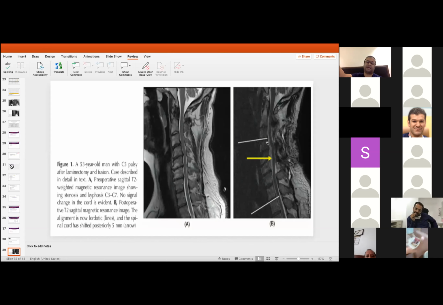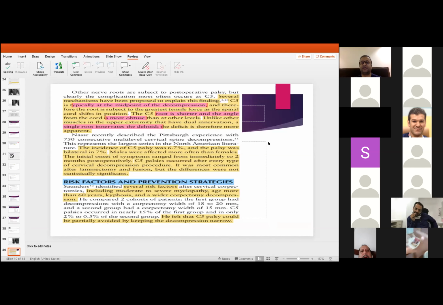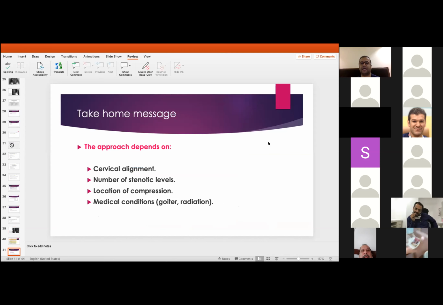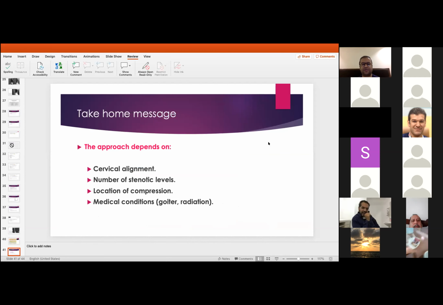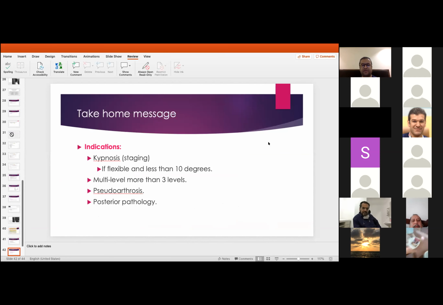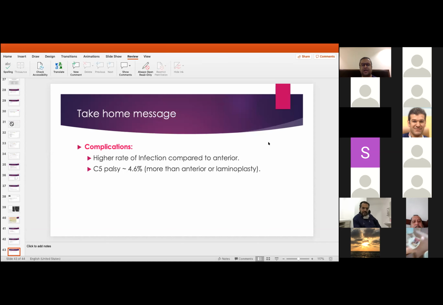And that's a mechanism proposed to be a reason for the C5 palsy, among others, like the short nerve and the acute angle of that palsy. So the take home message: the approach depends on the alignment and the levels of the stenosis. And if you have a congenital cervical spine, the location of decompression and other limitations.